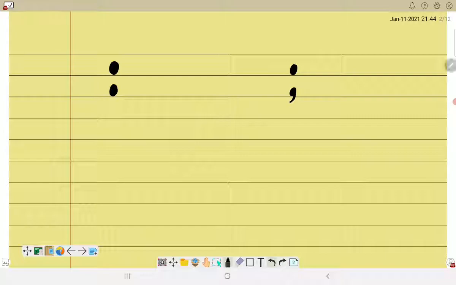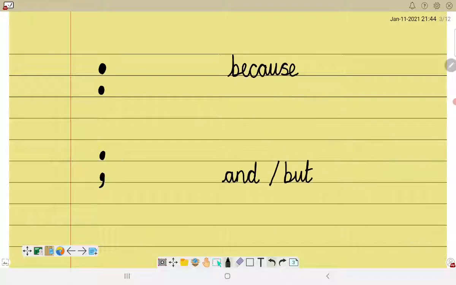So the first one is the colon. As you can see, the colon is like two full stops, one on top of the other. And that means the second one is a semicolon. A semicolon is like a full stop on top of a comma. We're going to learn how to use these two pieces of punctuation in sentences today.